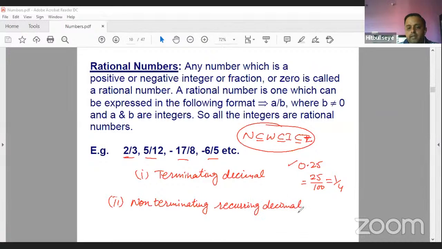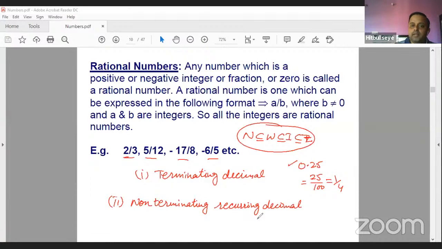So non-terminating but recurring decimals, or repeating decimals, are also rational numbers. Now, what does it mean? Non-terminating simply means that the decimal is not terminating at all. It keeps on adding digits to itself, it is never ending. But repeating or recurring means the digits used to write that decimal are following a certain pattern.